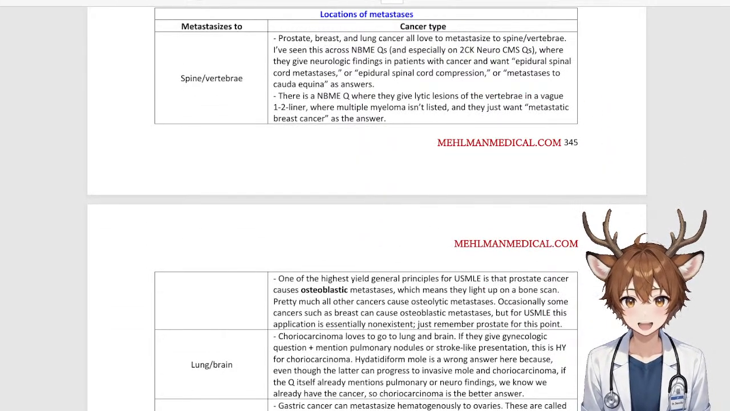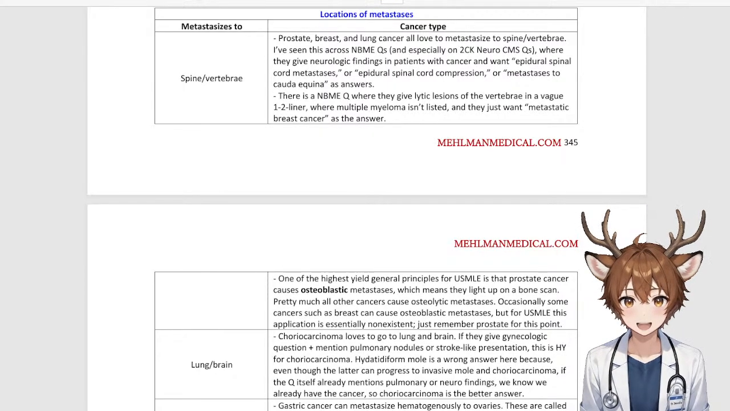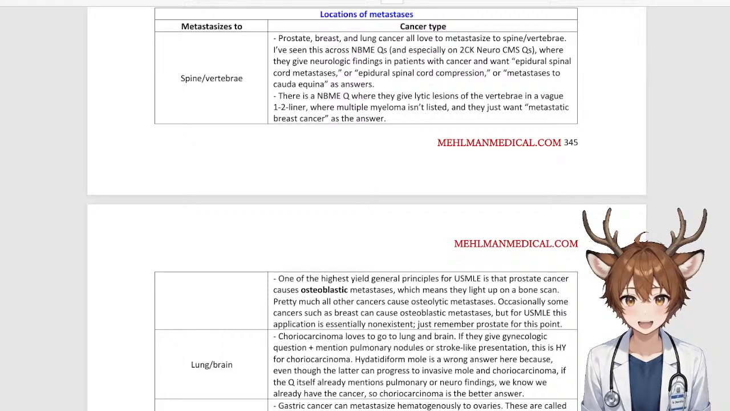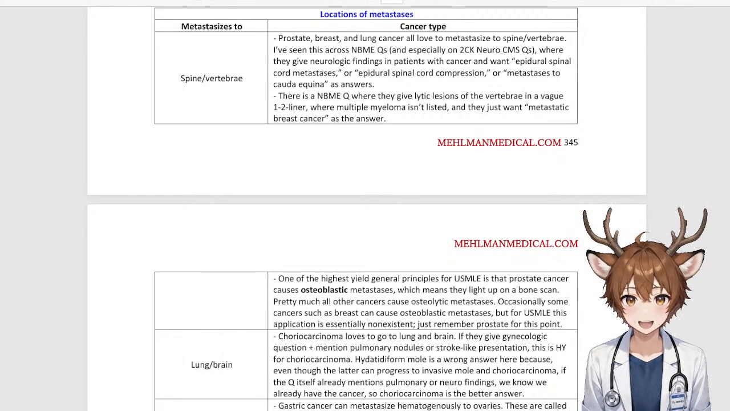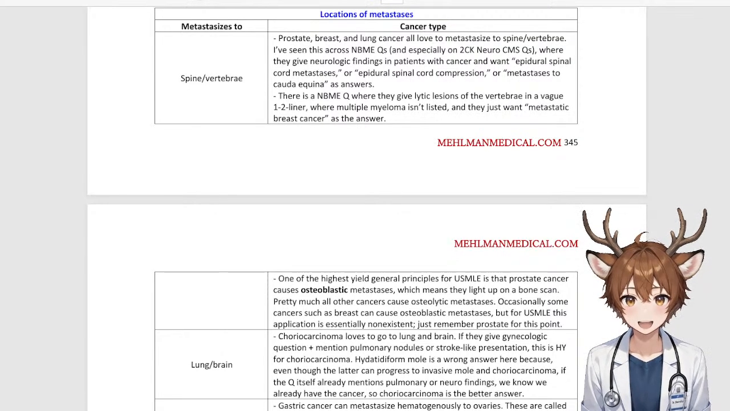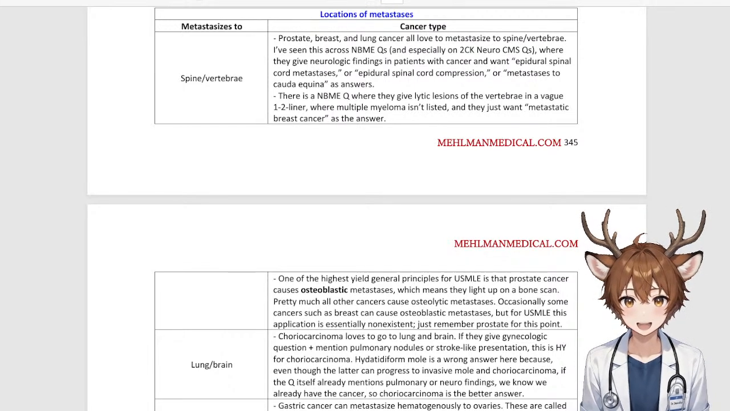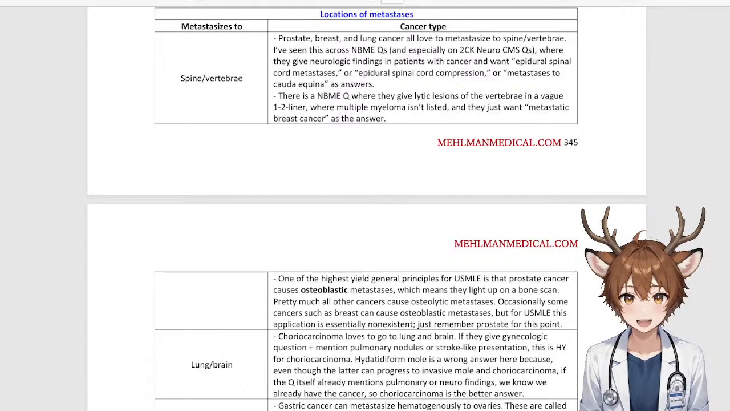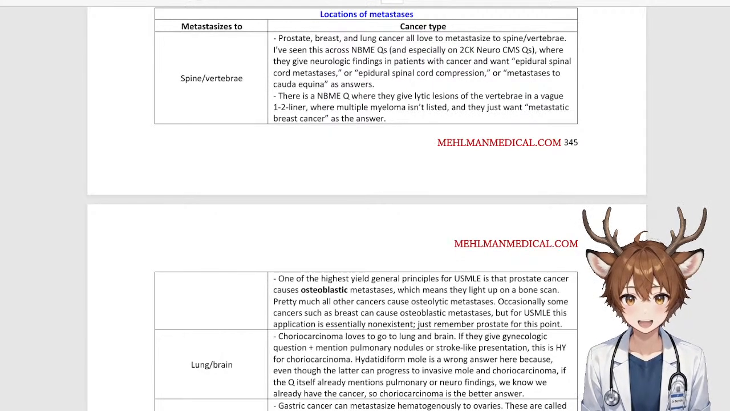Locations of metastases, by cancer type. Spine/vertebrae: prostate cancer and lung cancer all love to metastasize to spine/vertebrae. I've seen this across the NBME questions, and especially on 2CK Neuro CMS questions, where they'll give neurologic findings in patients with cancer and want epidural spinal cord metastases or epidural spinal cord compression or metastases to cauda equina on its answers. There's an NBME question where they give you lytic lesions of the vertebrae in a vague 1 to 2 liner, where the multiple myeloma is not listed, and they just want metastatic breast cancer as the answer.